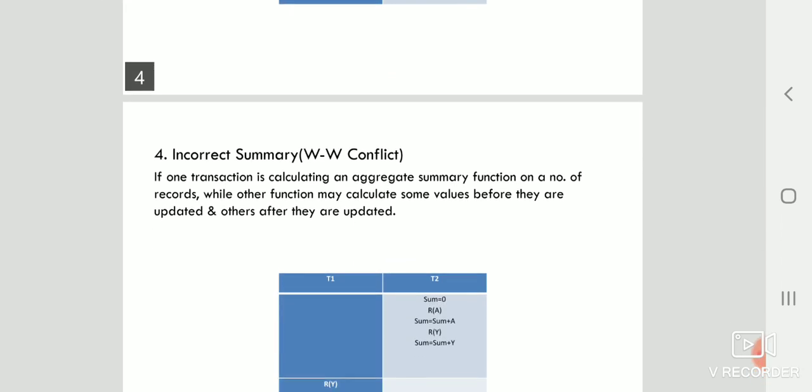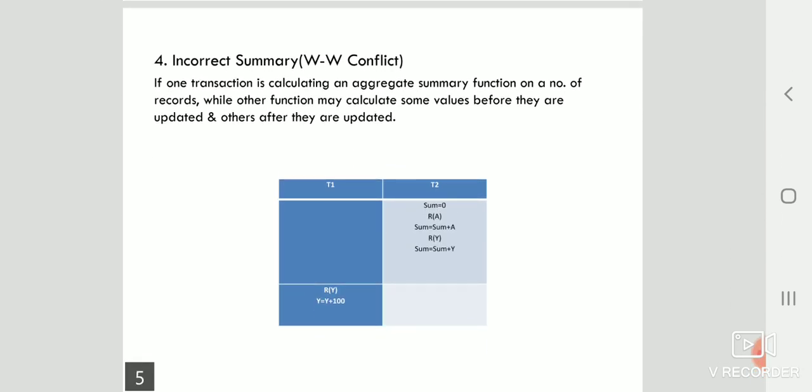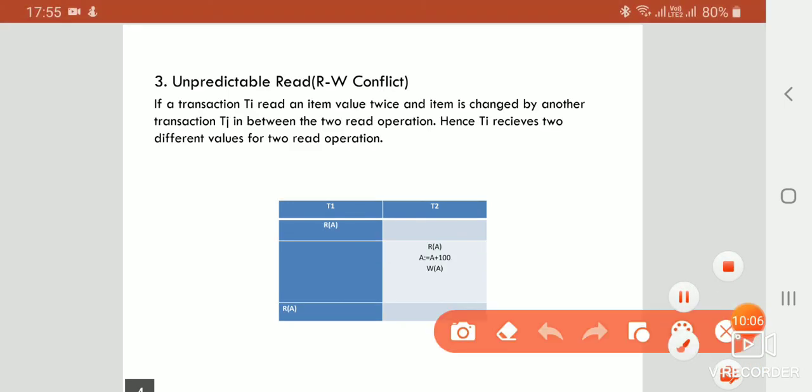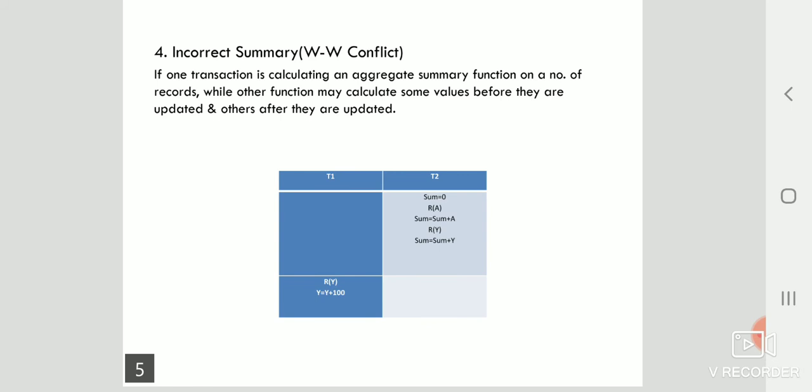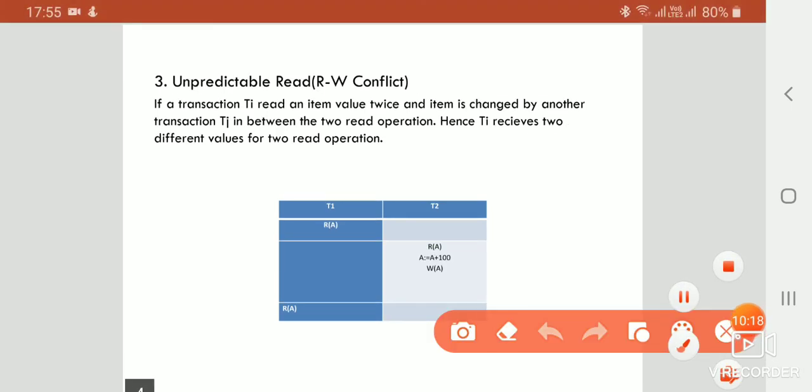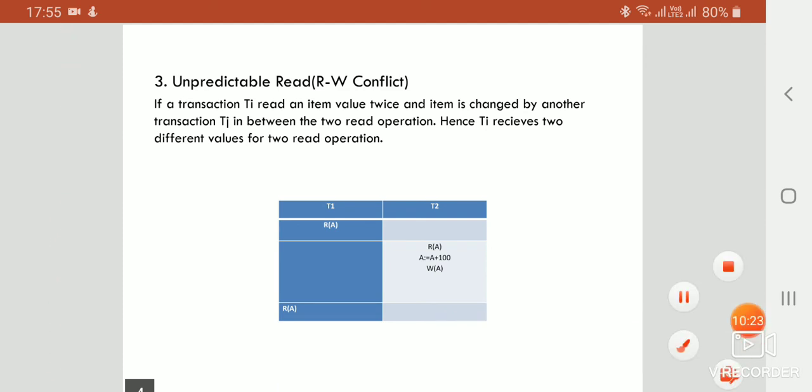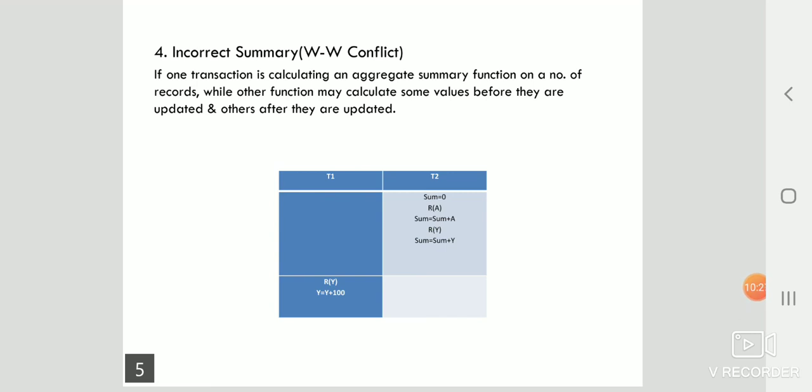Next we'll see incorrect summary. This is the fourth type of inconsistency occurring in concurrent transactions, also called write-read conflict. If one transaction is calculating an aggregate summary, that is, using aggregate functions like sum, average, min, max on a number of records, while other transactions may be calculating values, some before they are updated and others after they are updated, what will happen?